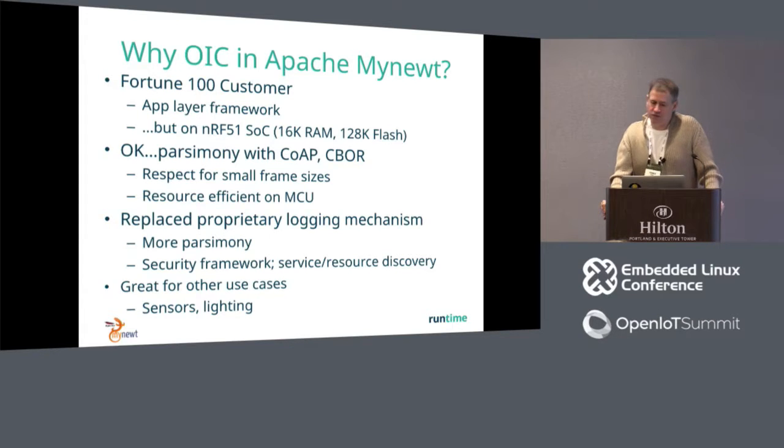So we started to look at the protocol. We thought there are some really admirable aspects to it. In particular, it uses CoAP, the Constrained Application Protocol. It's a RESTful protocol that's been specified by the IETF. Then there's also CBOR, Concise Binary Object Representation for JSON. And we like that because it has respect for small frame sizes.